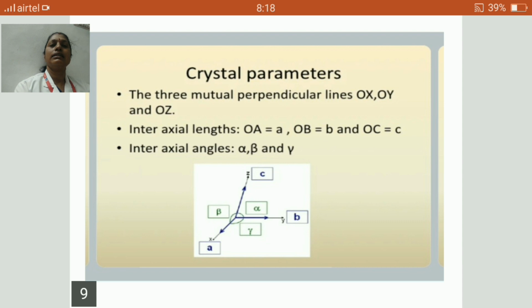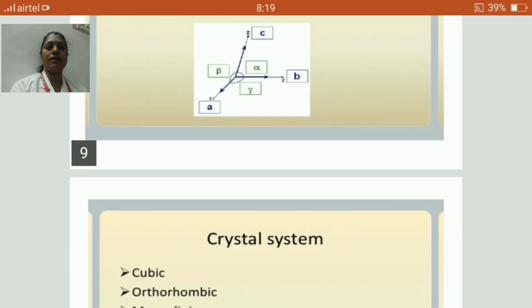These 3 axes are mutually perpendicular to each other, so angles are formed. The angle between x and y is known as gamma, between y and z is alpha, and between z and x is beta. So alpha, beta, gamma are the interfacial angles, and A, B, C are the intercepts. Intercepts and interfacial angles are the crystal parameters of the unit cell.